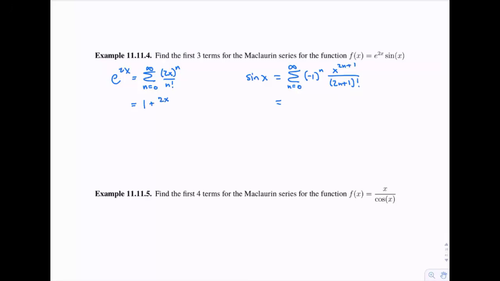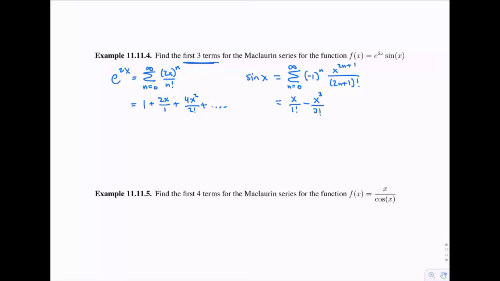So if we start writing out a few of these, we have 1 plus 2x over 1 factorial plus 2x squared, which is the same thing as 4x squared, right, when you distribute the squared, divided by 2 factorial, and this would go on for a while, but since we only need the first 3 terms, I probably don't need more than 3 terms here. And then for sine x, if I plugged in n equals 0, I would have x divided by 1 factorial. All right, it'd be positive there. And then we'd have minus x cubed over 3 factorial.